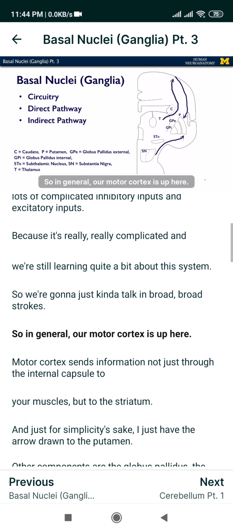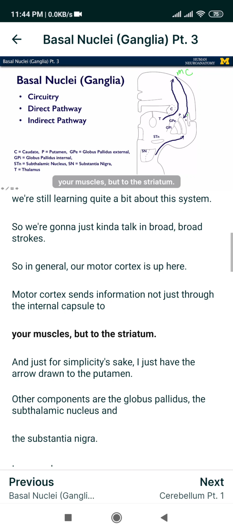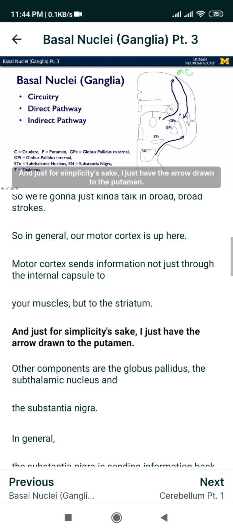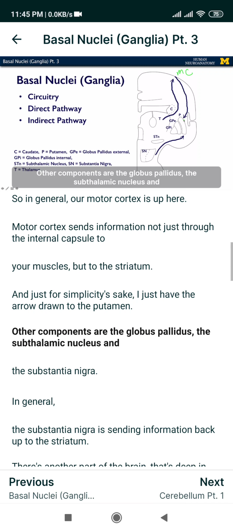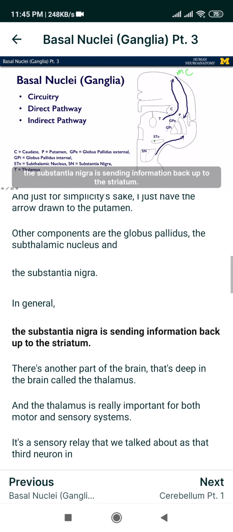So in general, our motor cortex is up here. Motor cortex sends information not just through the internal capsule to your muscles, but to the striatum. And just for simplicity's sake, I just have the arrow drawn to the putamen. Other components are the globus pallidus, the subthalamic nucleus, and the substantia nigra. In general, the substantia nigra is sending information back up to the striatum.